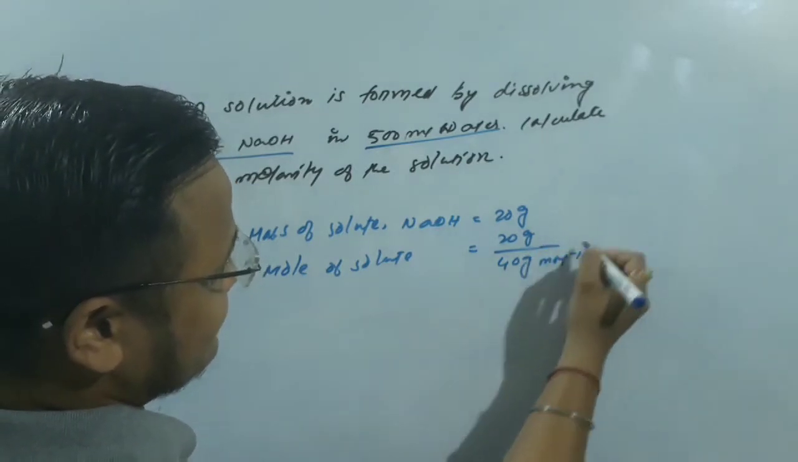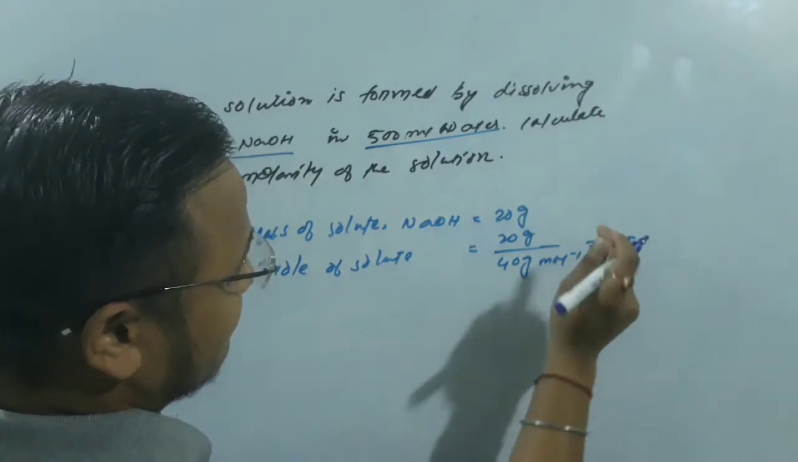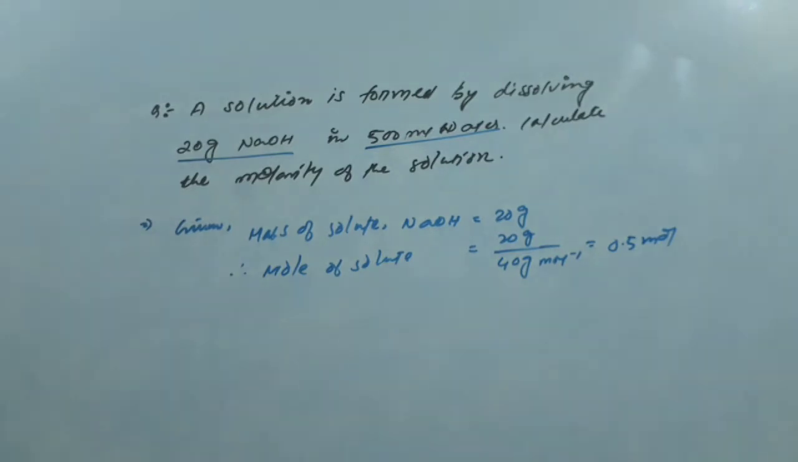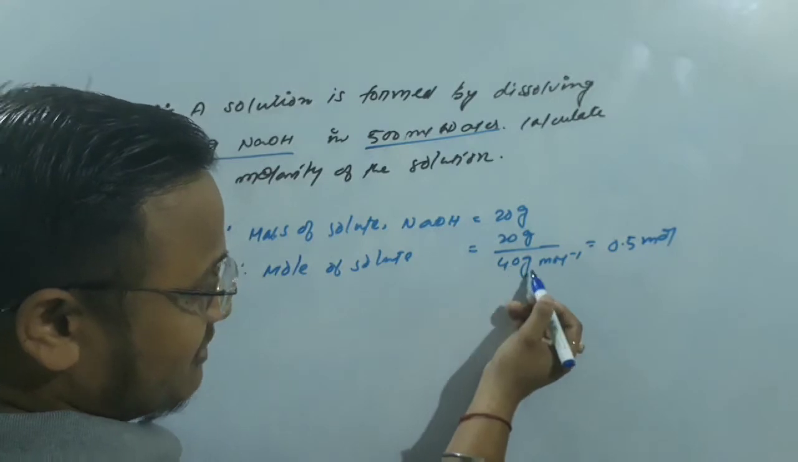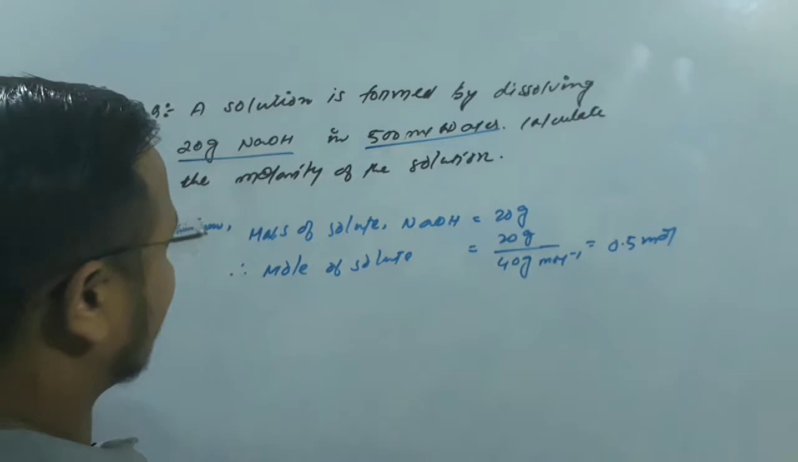So gram will cancel out. So what remains? 1 by 2. 1 by 2 means half, which is 0.5, and it will become your mole. Okay, that means it's obvious, right? If 40 gram is 1 mole, then 20 gram is definitely half mole, right? So half means 0.5 mole.